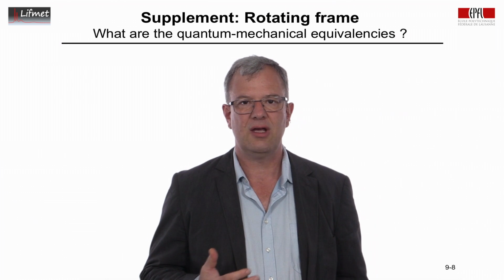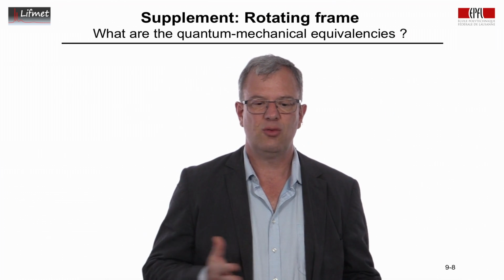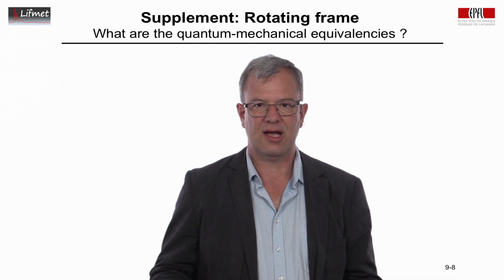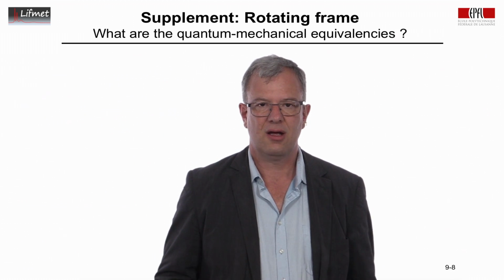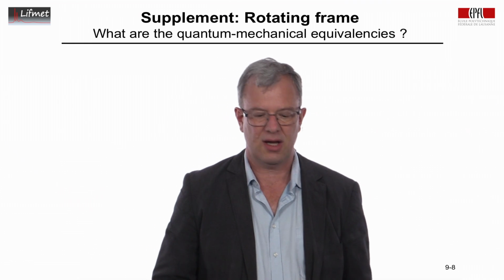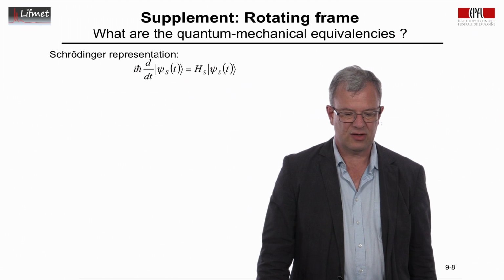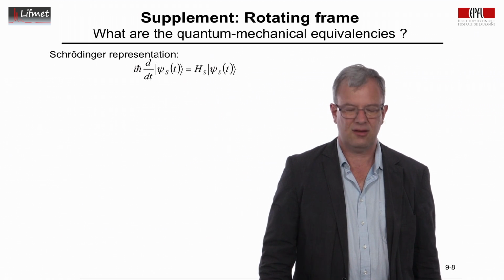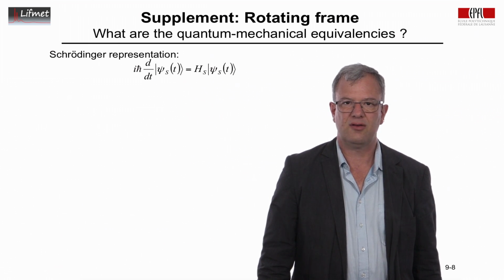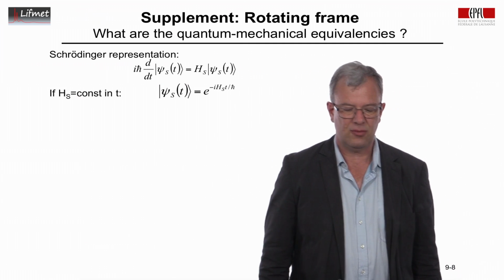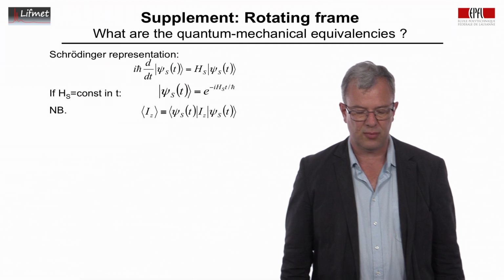And what I want to do here is build a bridge between our classical description and the quantum mechanical theory that's behind this. So let's look at the Schrödinger representation. We have the derivative of the ket equals the Hamiltonian times the ket. And if the Hamiltonian is constant in time, then we can write the solution very simply.